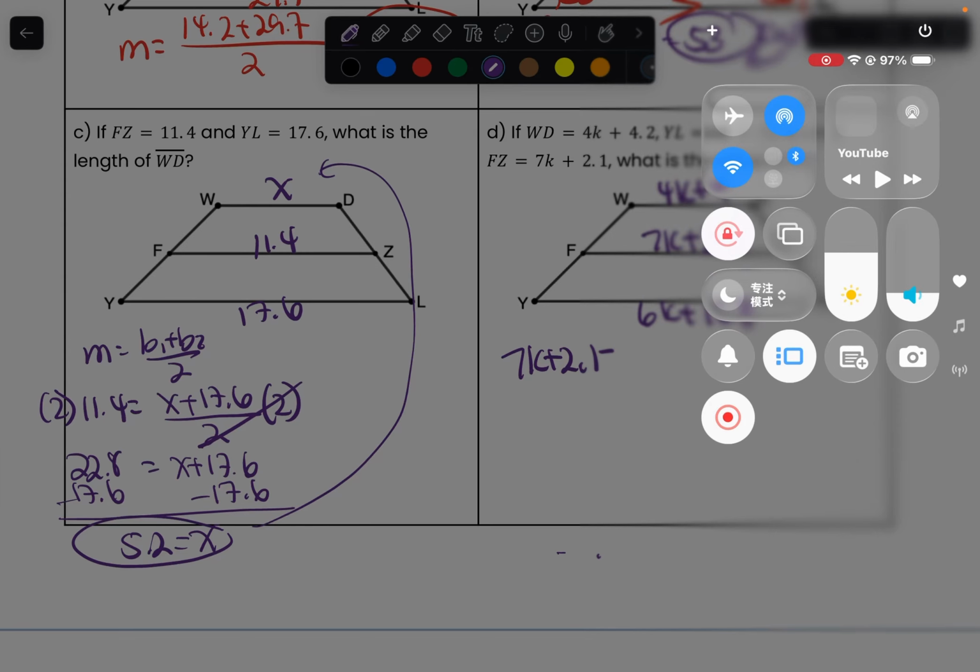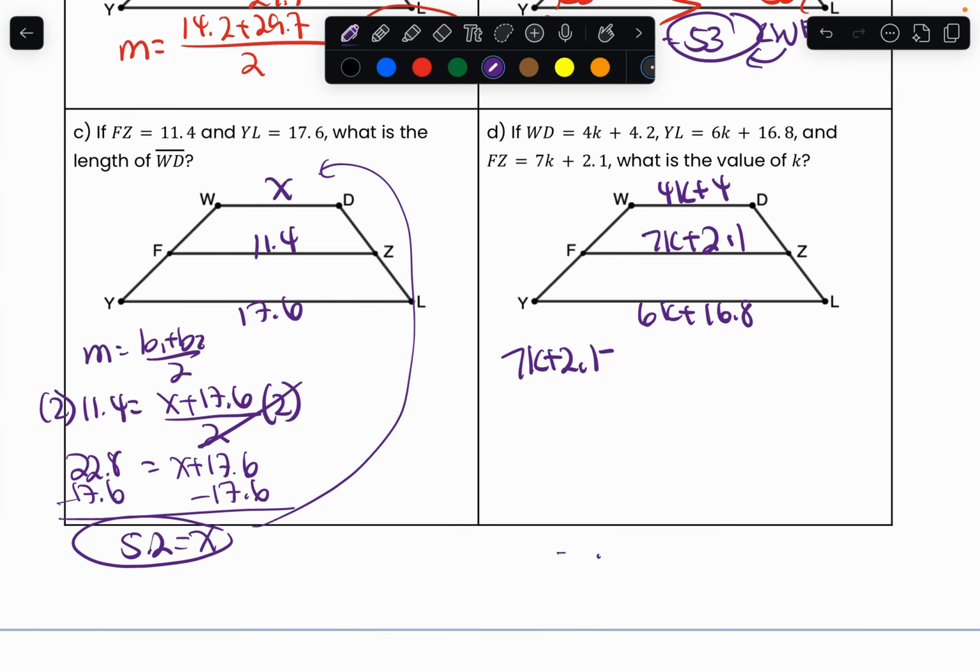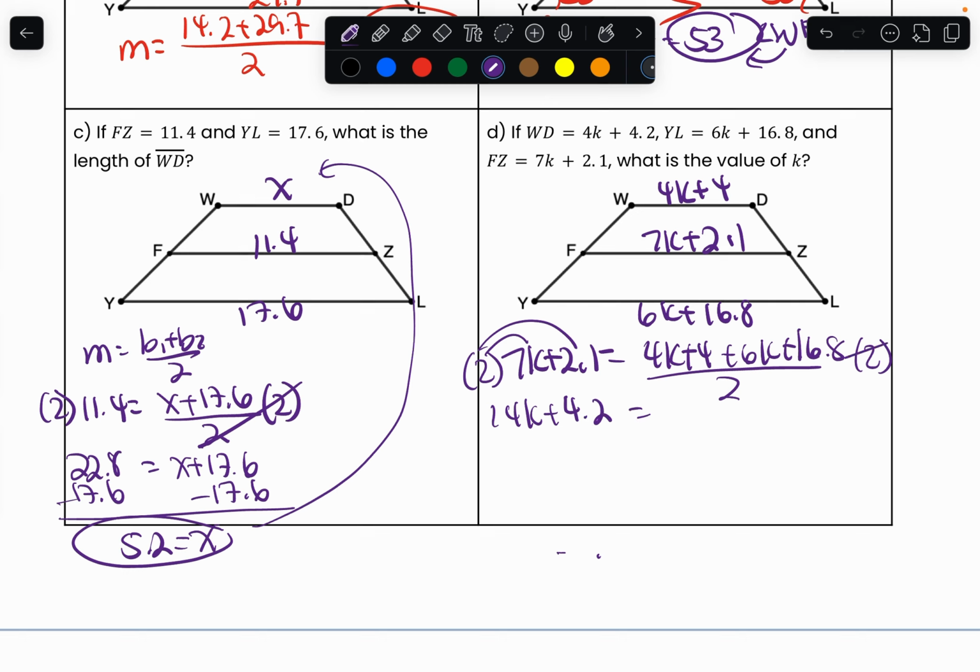So I got 4k plus 2.1 equals 4k plus 4 plus 6k plus 16.8, all this divided by 2. Now I just have to solve, okay? Now I'm going to first multiply both sides by 2. On the left side here, you get 14k plus 4.2. On the other side, this cancels, and now let me simplify these on the way. So I have 4k, 6k, this becomes 10k, 4 and 16.8, this becomes plus 20.8.